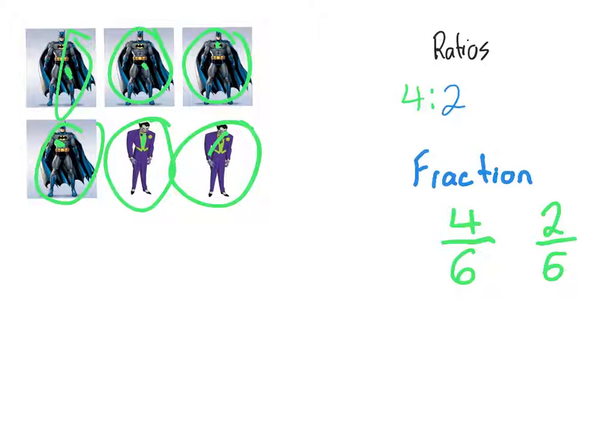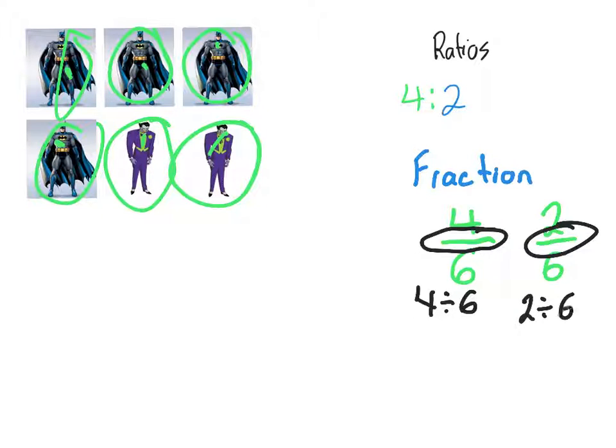Using my fraction, I can then convert a fraction into a decimal. The way that I do that is I might need the help of a calculator in this situation, but all fractions have this line in them, and that line represents division. So if I was to rewrite this 4/6 fraction, it would be 4 divided by 6. If I was to rewrite the 2/6 fraction, it'd be 2 divided by 6.